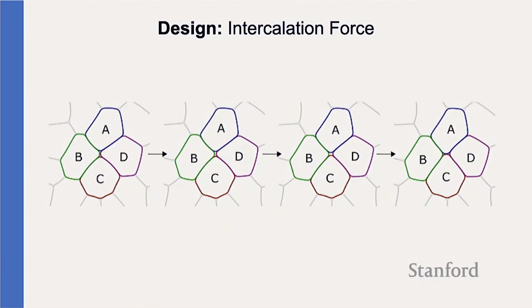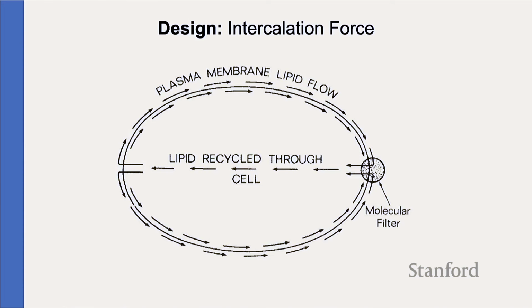So we looked a little more at what's going on as you do this intercalation. This is a similar drawing, but now we have A and C coming together as B and D are splitting apart. We read some old papers explaining how some of this worked, and partly it's due to this flow of lipids in the membrane of the cells. So there's actually this recirculation of the membrane that goes this way and then comes in.